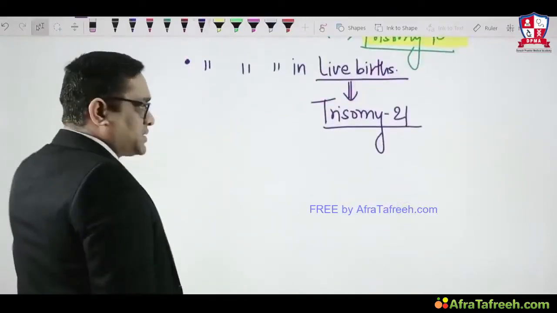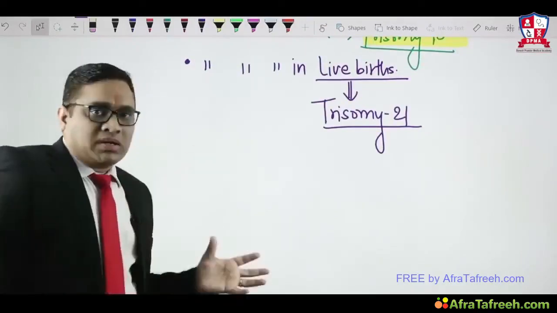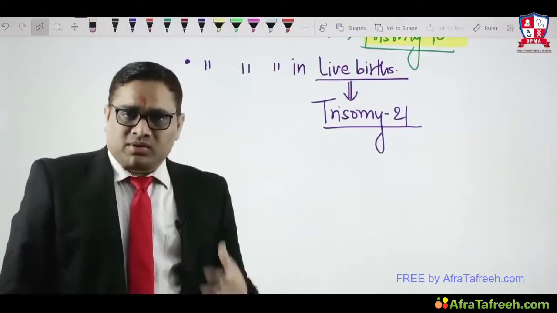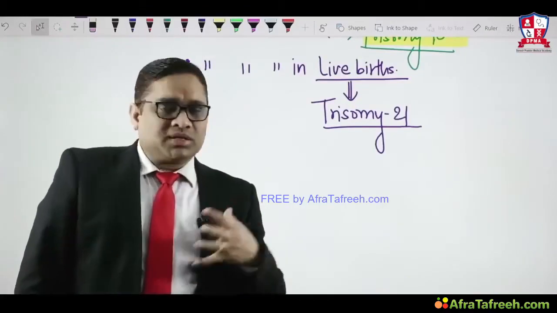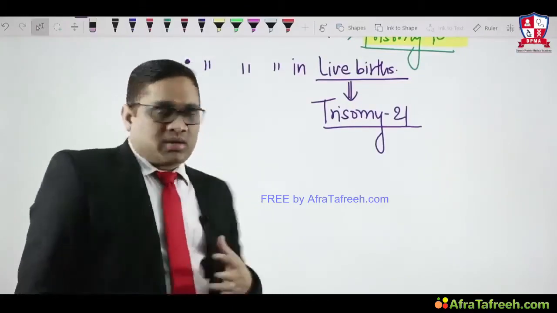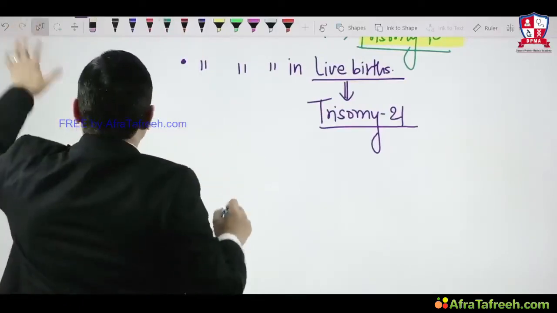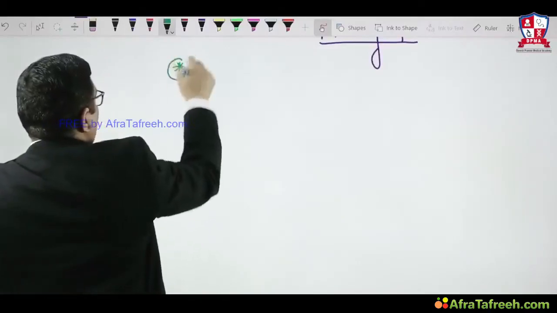Here what we need to understand is that these chromosomal disorders are studied with the help of karyotyping. Karyotyping is a method where we study all these chromosomal disorders. But here we have to understand the limitations of karyotyping. Very important point to understand and very crucial from the exam point of view also.